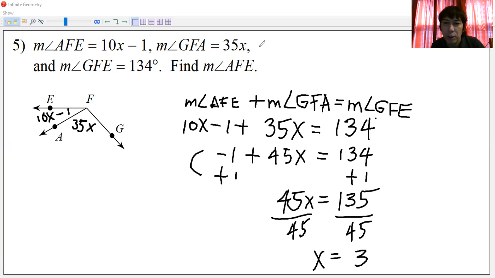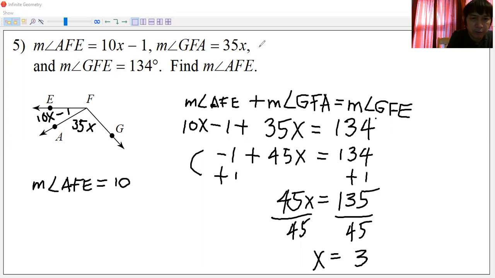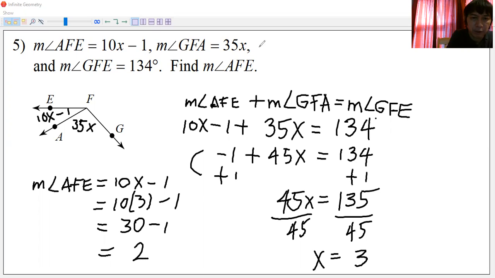All right, we are going to use now the x equals 3 in the formula for AFE. AFE is 10x minus 1. So we can solve it over here. Okay, let's put it over here. The measure of AFE is equivalent to 10x minus 1. So this is 10 times 3 minus 1. And we have 30 minus 1. And that looks like 29 degrees. All right, that's the answer.